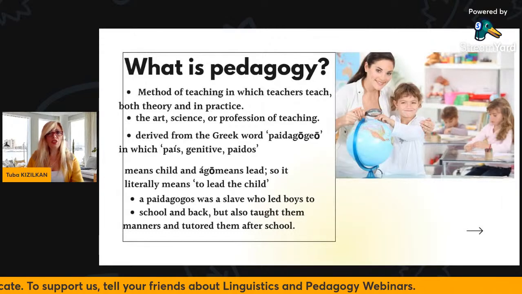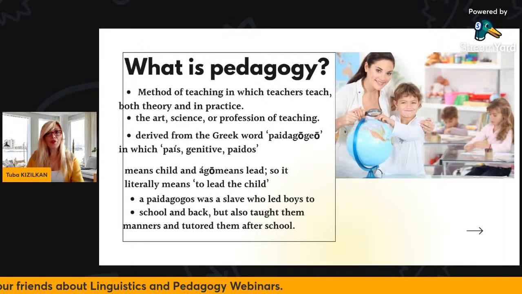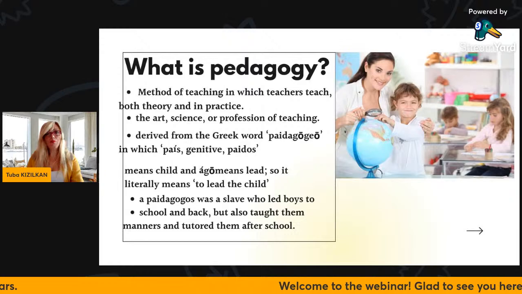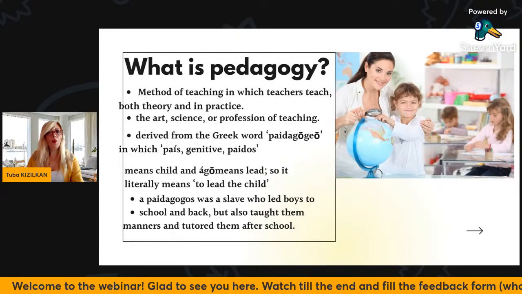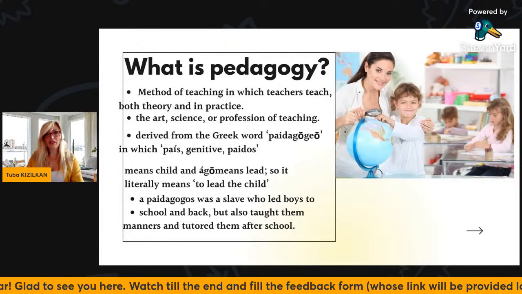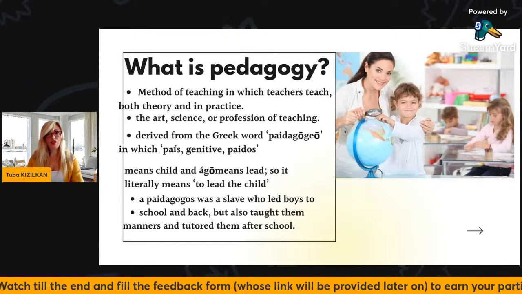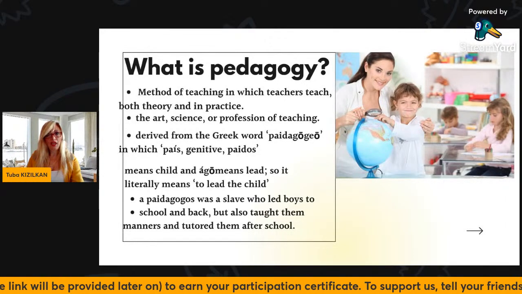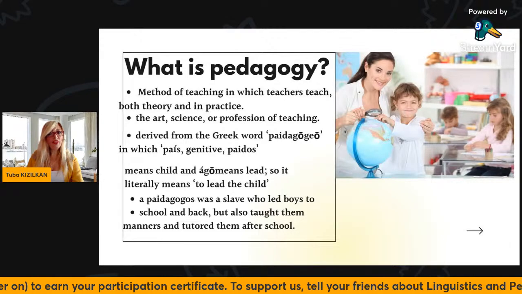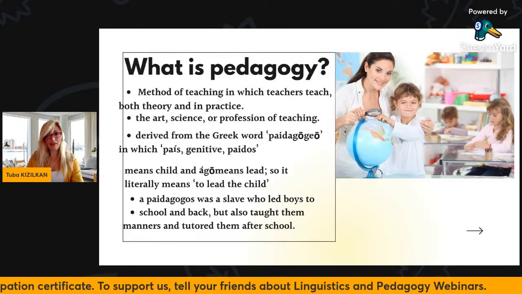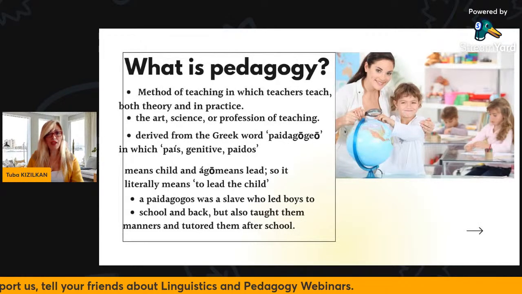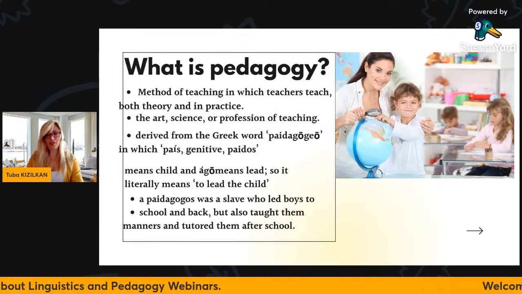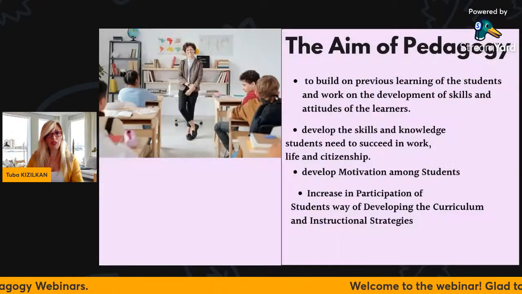The word pedagogy is derived from the Greek word pedagogos, in which pais and its genitive paidos mean the child, and ago means to lead. So the word literally means to lead the child, to guide a child. So a pedagogue is a guardian, a leader of a child. The term was used for a slave who led boys to school and back, and also taught them manners and tutored them after school. That was the original use in this meaning.